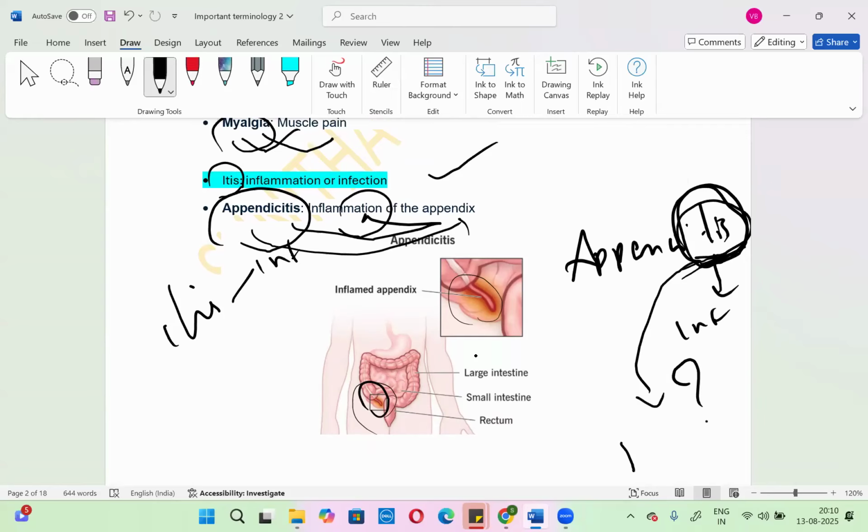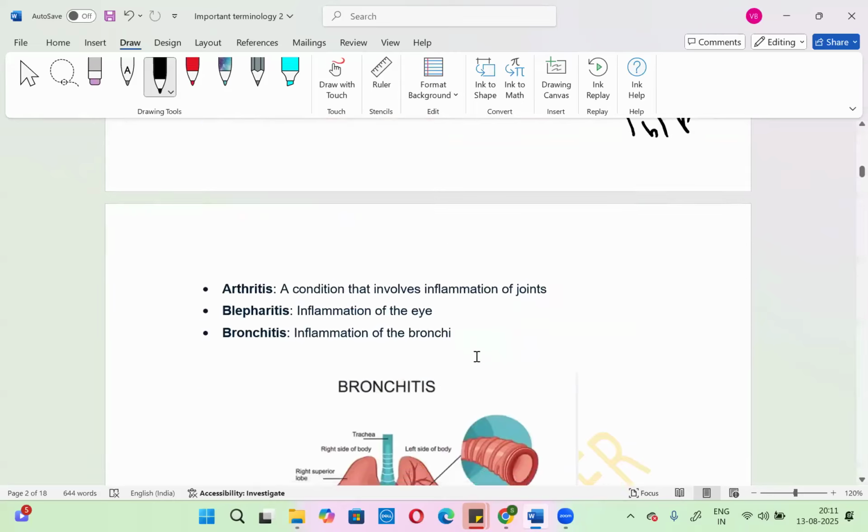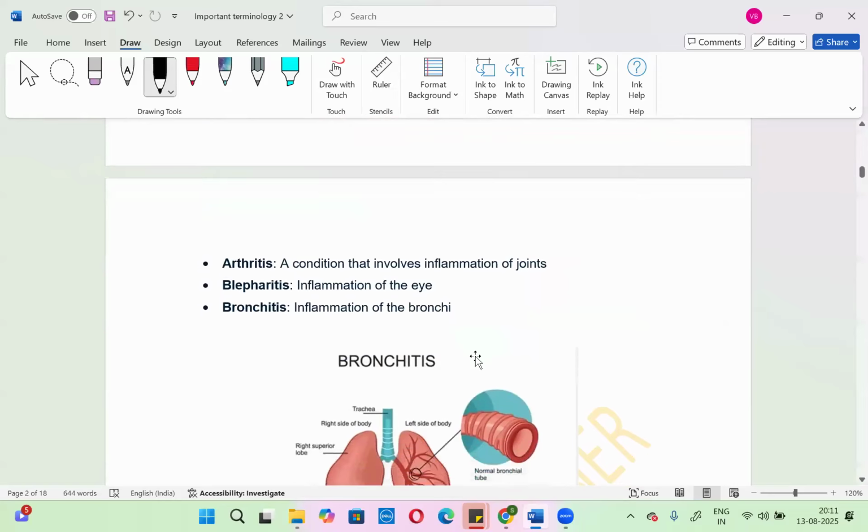Suffix. Very good. Suffix. So you will be getting a question: the word suffix itis means what? So they will be giving the options, inflammation, pain, like that. Okay, now you understood, right? Yes, ma'am. Okay. Thank you for confirming. Okay, next.